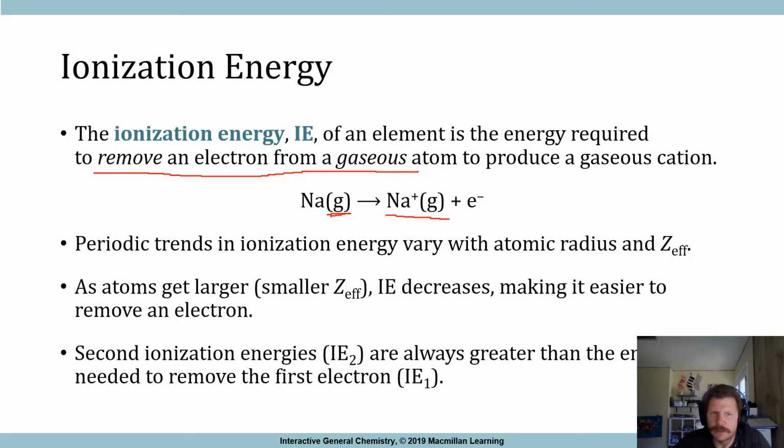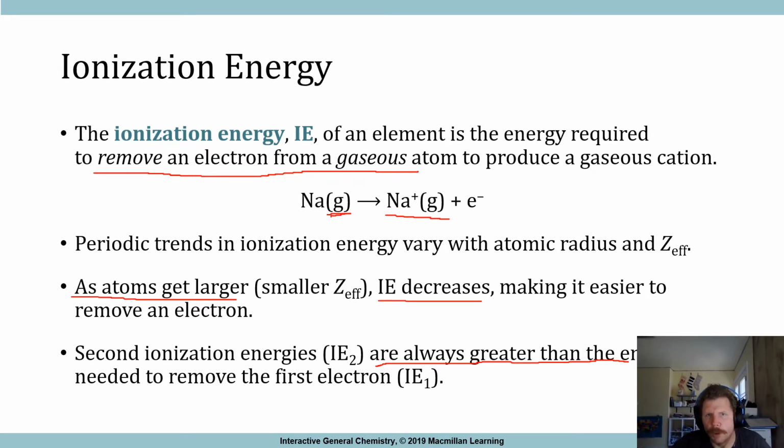Periodic trends of ionization energy vary with atomic radius and effective nuclear charge. As atoms get larger, ionization energy decreases, making it easier. So lower ionization energy means removal of an electron is easier. Second ionization energies are always greater than the energy needed to remove the first electron.